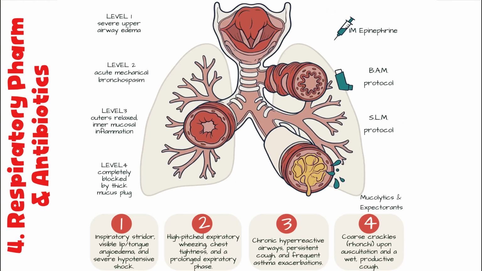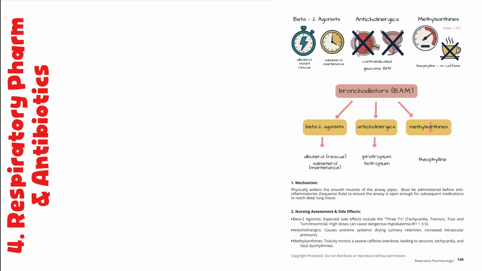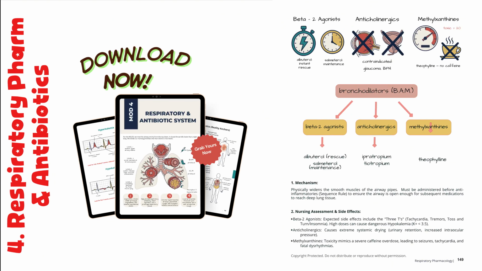For levels 2 and 3, we widen the airway first with the BAM protocol. Beta-2 agonists, anticholinergics, and methylxanthines. Albuterol is your instant rescue drug. Salmeterol is maintenance only. Giving it during an acute attack is a fatal timing error, since it can take up to 20 minutes to even start working. Expected beta-2 side effects are the 3 T's: tachycardia, tremors, and trouble sleeping. Watch potassium too. High doses can drop it below 3.5.